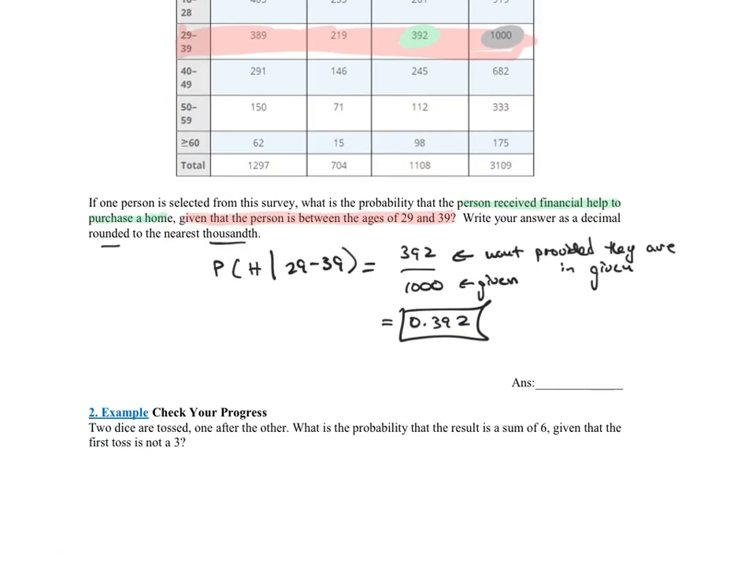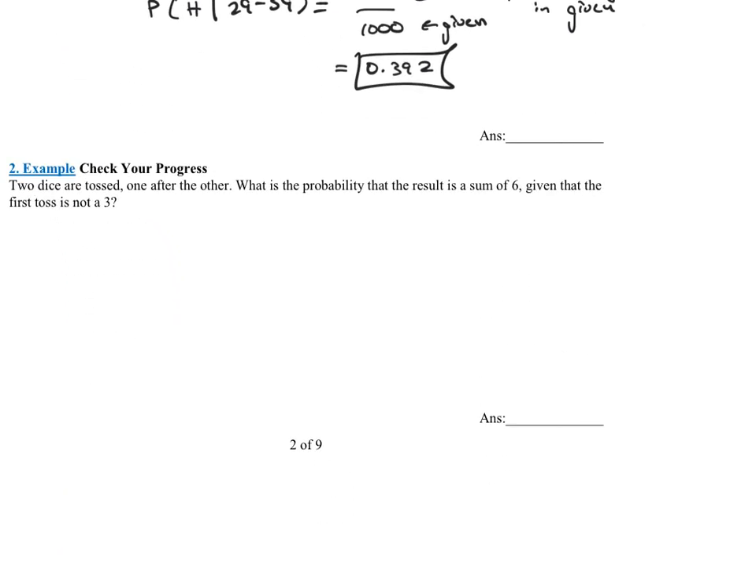So let's try example 2 now. Let's go on. It says 2 dice are tossed, one after another. What is the probability that the result is a sum of 6, given that the first die is not a 3? So I'm going to go ahead and build that chart that we always see for the die when we roll the die, where we put 1 die on the side, 1 die on the top, and then I'm going to sum them all together.